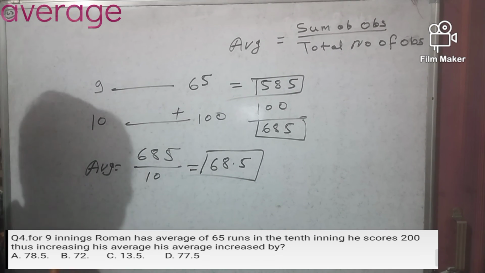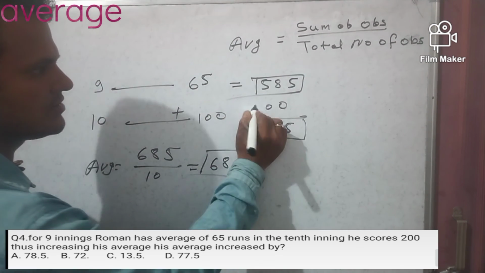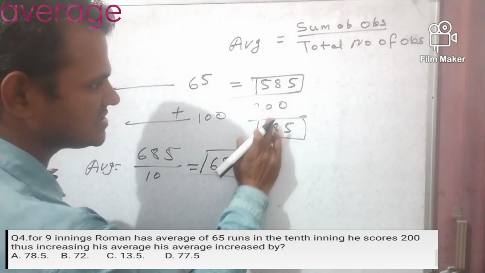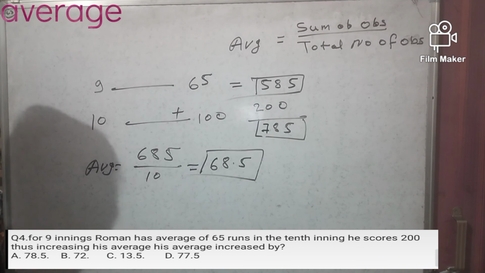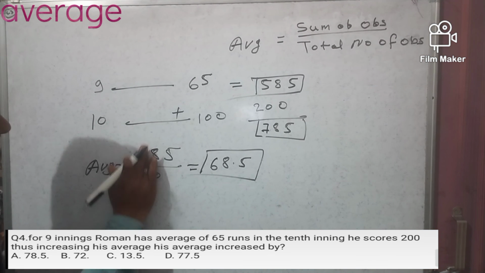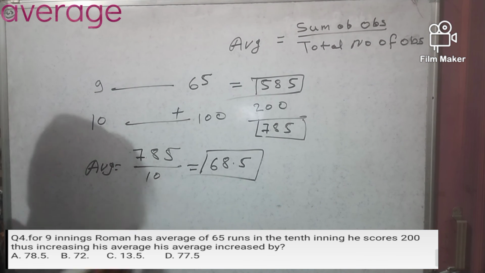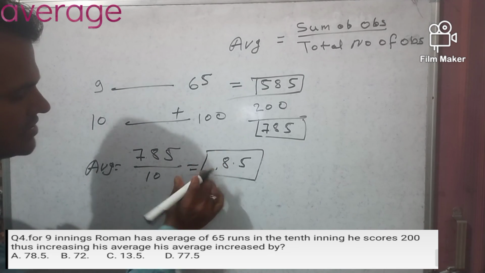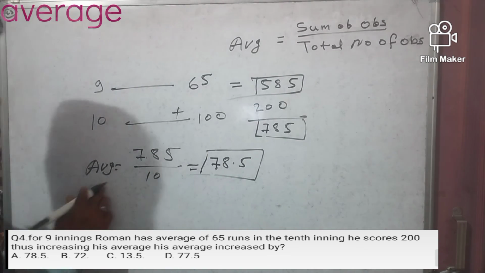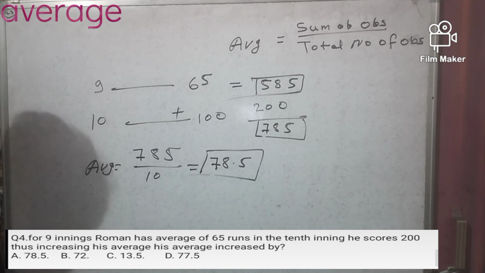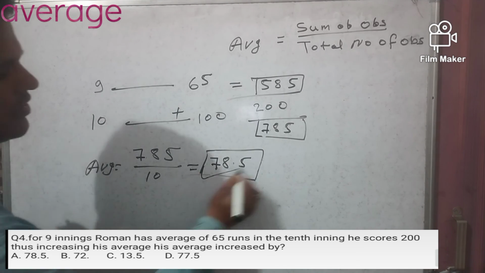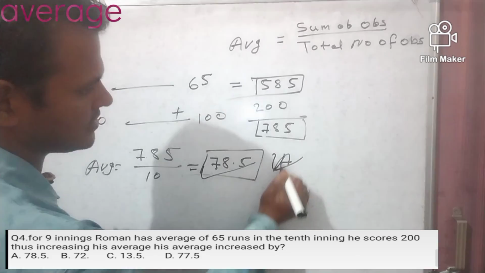Sorry, his last inning was 200, right? So here it will be 785. So his new average is equal to 78.5, right? So which option is correct? Option A is the correct answer.